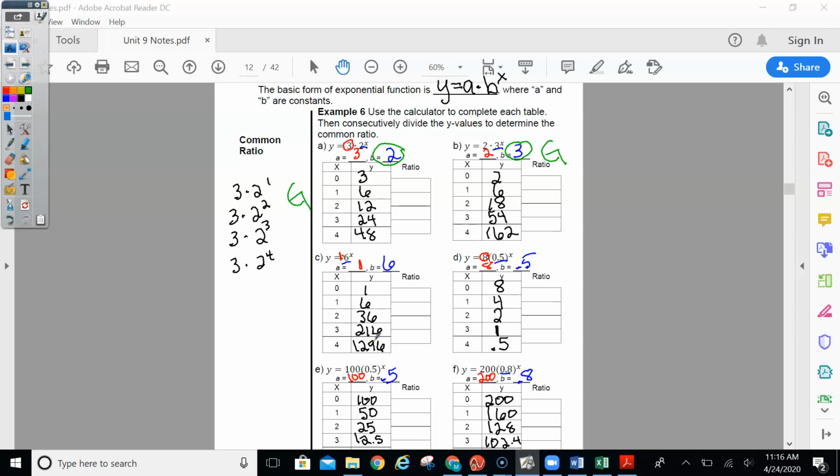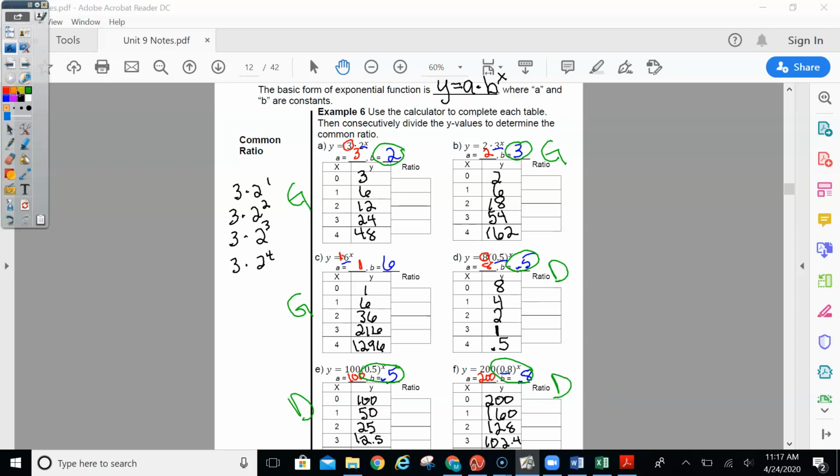Here, 6 is your base and the increase, so growth. Here, the base is less than 1, so these are going down, they're decreasing. So we say this one's decay. The base is less than 1, so again, decay. Notice all the A values are not negative, they're all positives. So here, 0.8 is also decay.